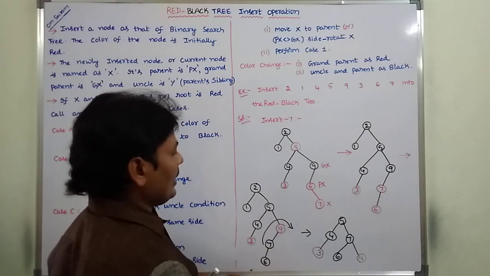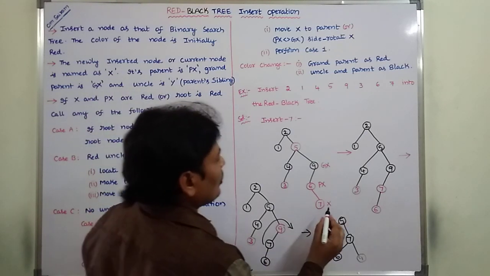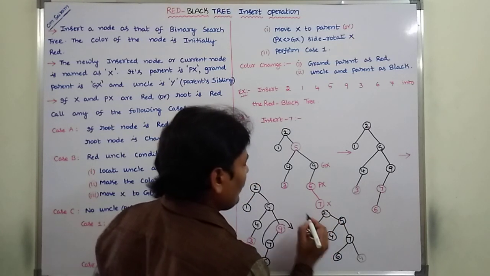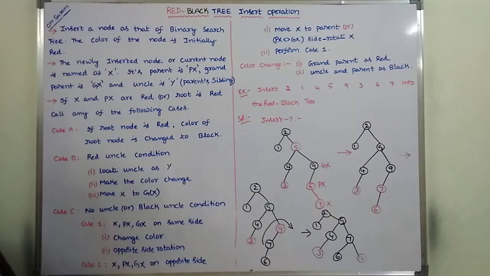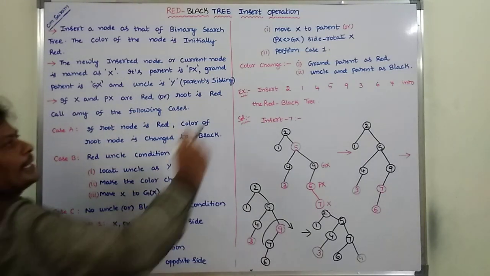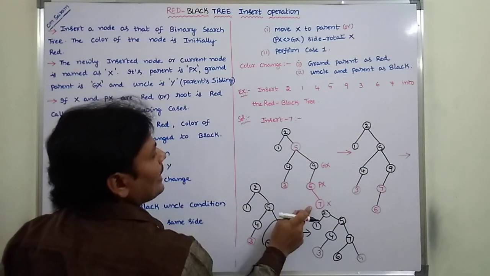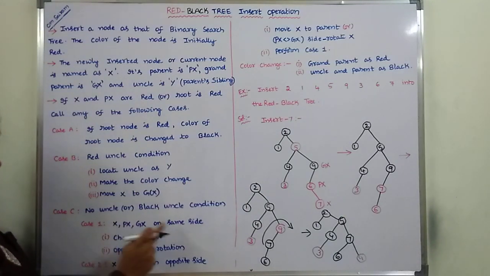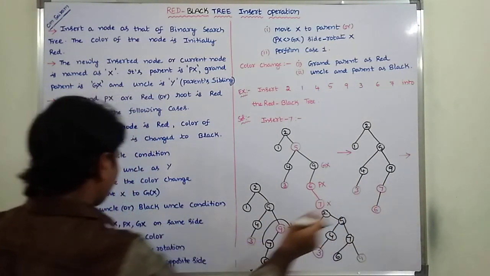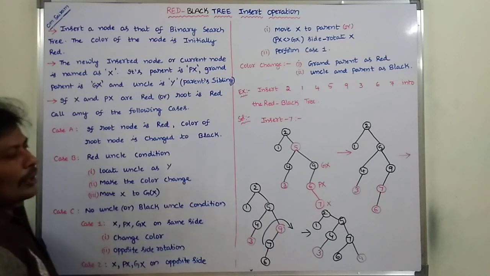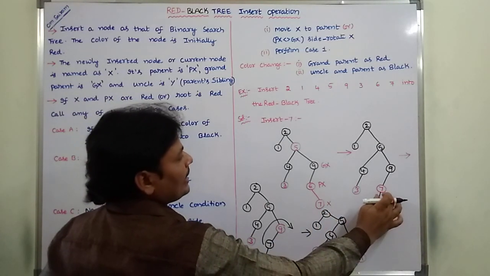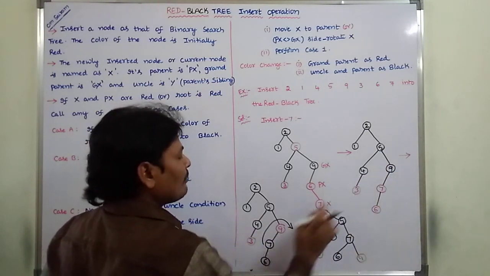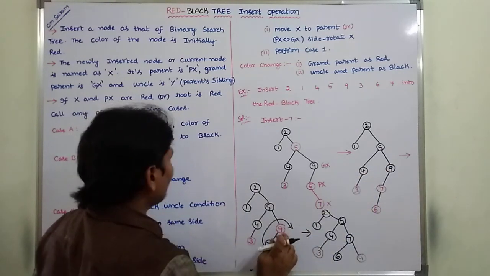Okay, next one is root node is 2 and this is 1. So after performing case 2, in that case 1 we have moved x to px. Okay, this can be done. After that perform case 1. Case 1 is x, px, gx on same side. Change color. So parent can be changed from red color to black color and grandparent can be changed from black color to red color.